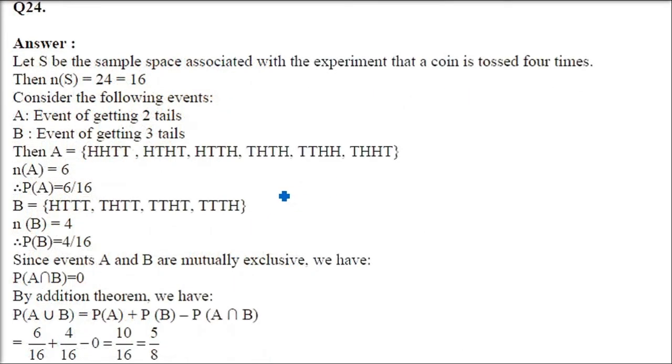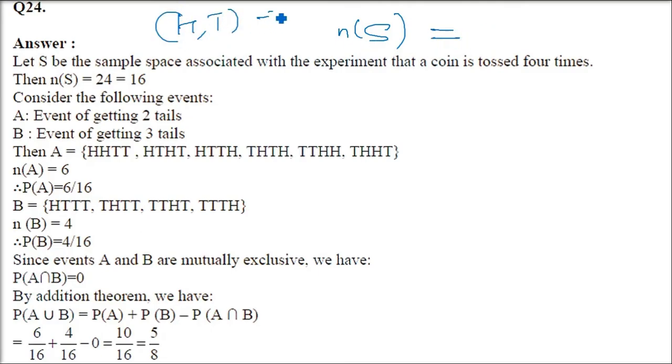Question number 24. Find the probability of getting 2 or 3 tails when a coin is tossed 4 times. So now you see there are 4 coins. I told you, one coin you toss it for 4 times, 4 coins you toss it one time. So the number of elements in the sample space will be what?